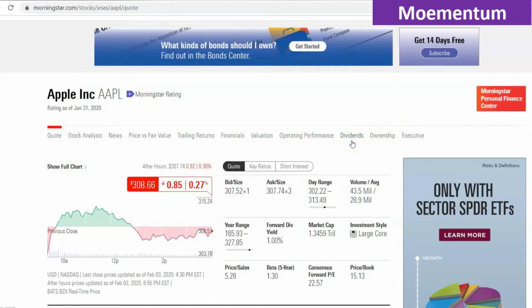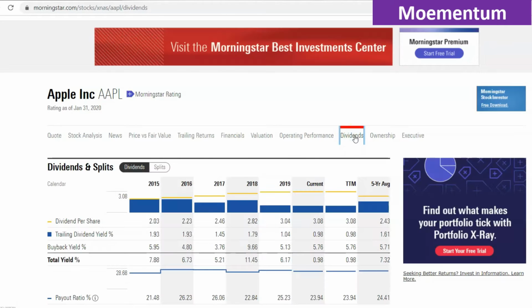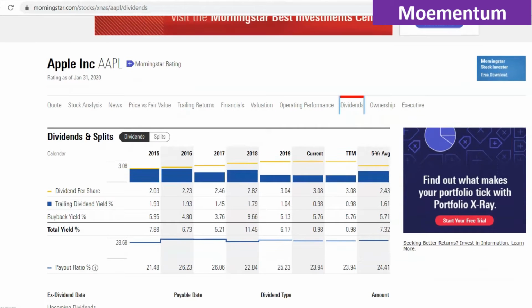What I'm particularly interested in is the dividends. So I will scroll over to the dividends tab and click on it. Now here you can see the history of dividend payments for Apple stock. You will notice how Apple has historically increased its dividends and has continuously paid dividends over the years on a quarterly basis.